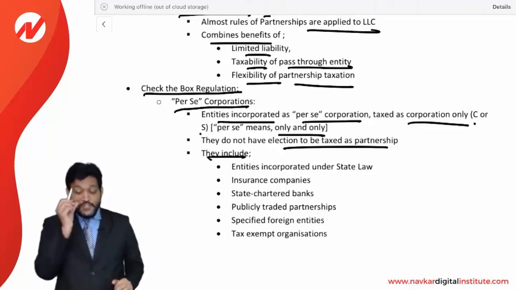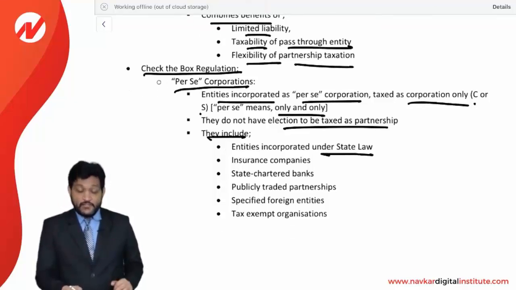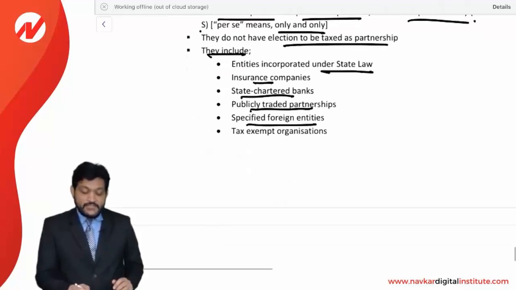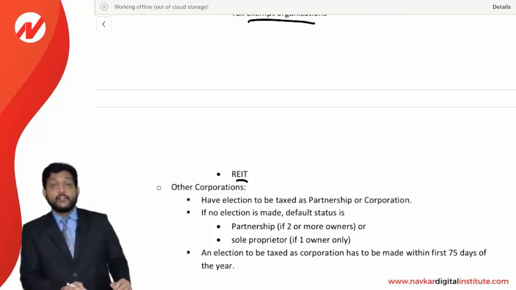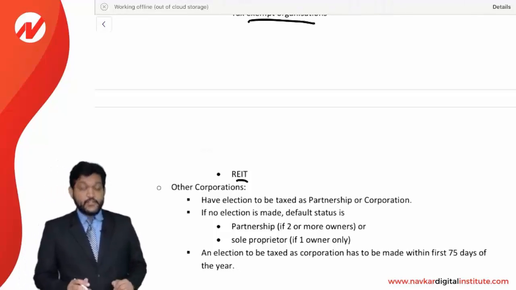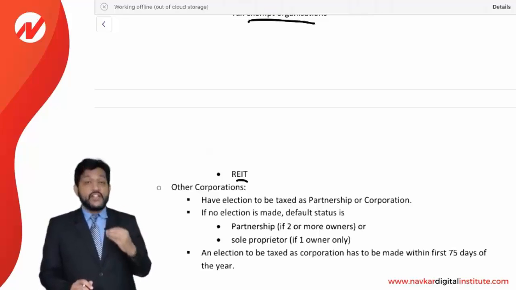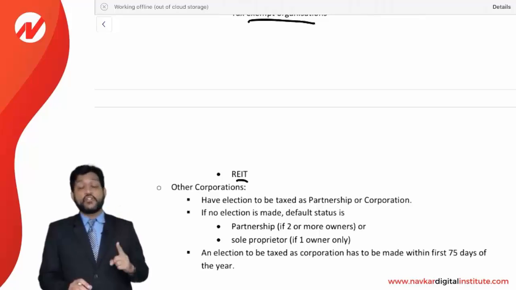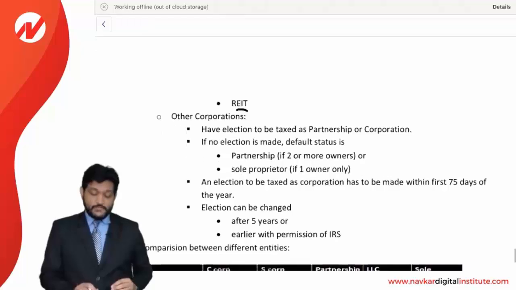Which corporations are included as a per se corporation? Entities incorporated under a state law, insurance companies, state chartered banks, publicly traded partnerships, specified foreign entities, tax exempt organizations, and REIT, that is a real estate investment trust. So these are the entities which will always be taxed as a corporation and not as a partnership. This is called a per se corporation.